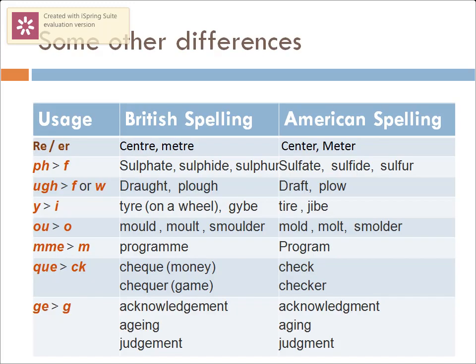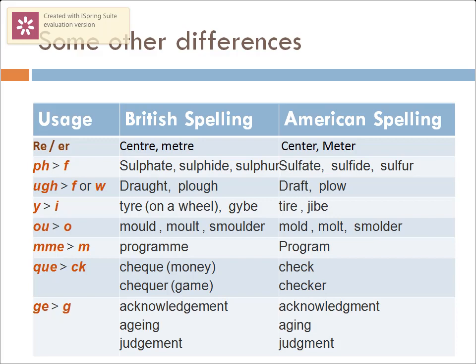There are some other notable differences between the British spelling and the American spelling. One such case is the use of RE or ER. For example, in the British spelling, center is written as CENTRE or meter is written as METRE, whereas in the American spelling, it is written as CENTER and METER.